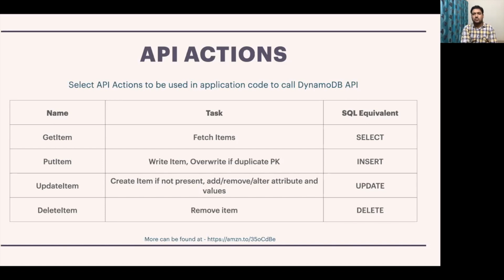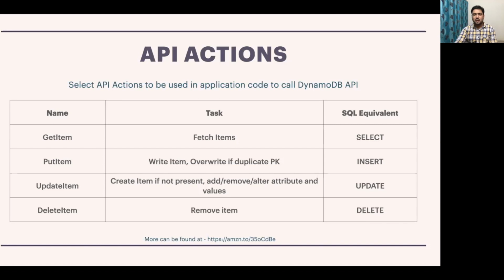In PutItem, you write the data inside DynamoDB, and if the data is already present for that particular partition key or primary key, it is going to override that value. UpdateItem is a little peculiar because it will create an item if it is not present, and if it is present, then it can add, remove, or alter the attributes and attribute values. And DeleteItem does the work of the delete statement from a relational database.